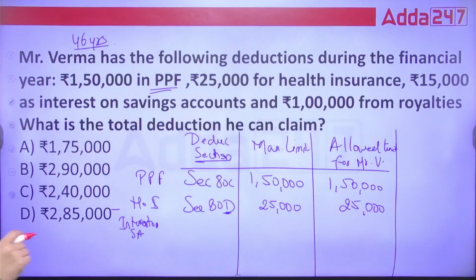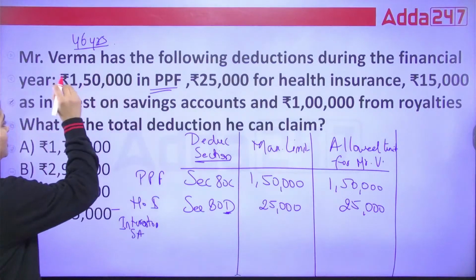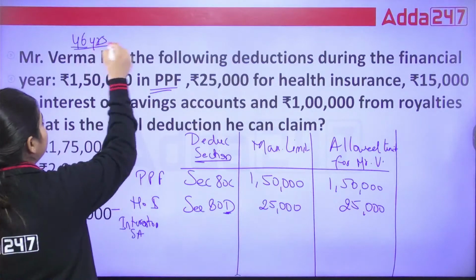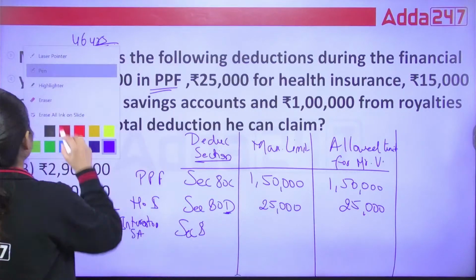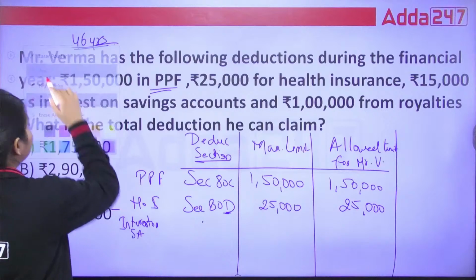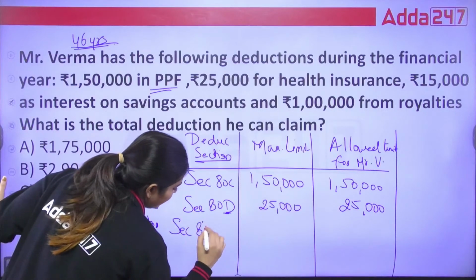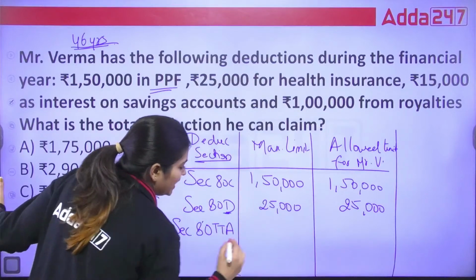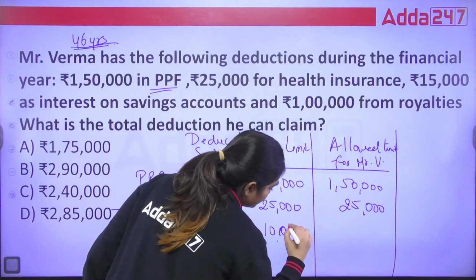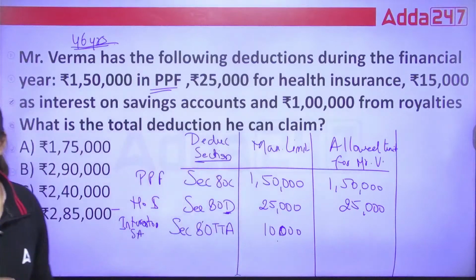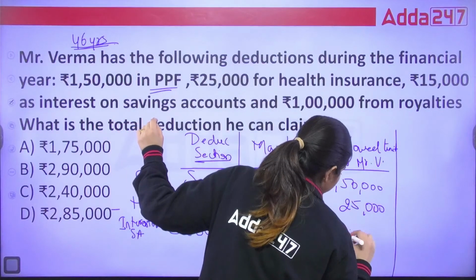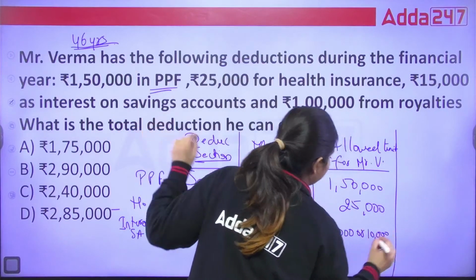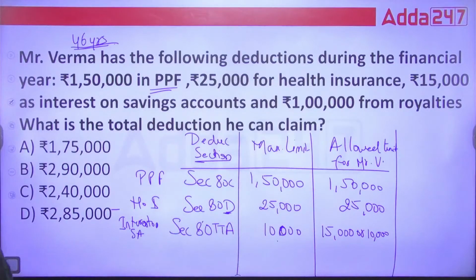Yes, we get a deduction for interest on saving account if your age is less than 60 years. That section is section 80TTA, where you get the maximum deduction of 10,000. Now, my next question is, are we going to receive 15,000 or 10,000 deduction for Verma ji? For Verma ji, how much deduction are we going to write? 15,000 or 10,000?